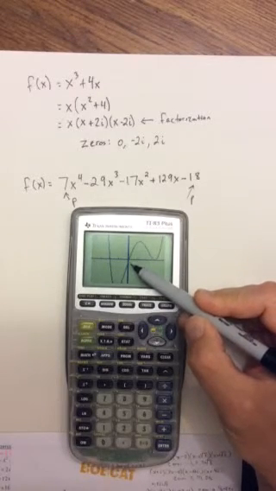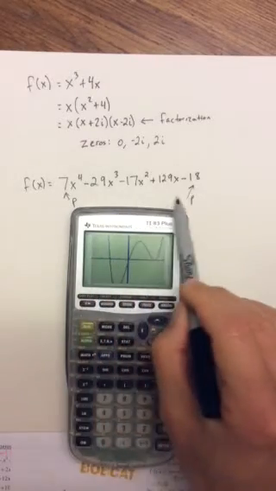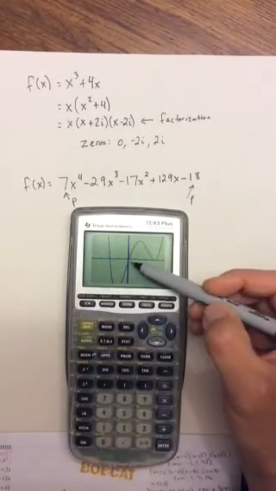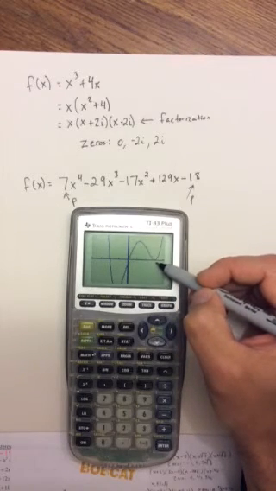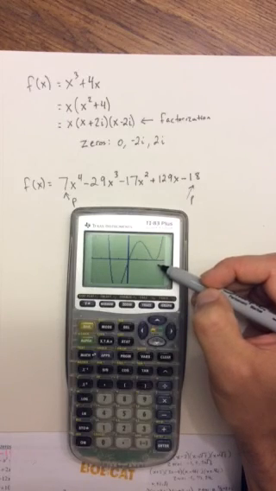Does it cross at the origin? Well, look back at this. Is x a factor? No, so it's close to 0, but it's not 0. And then it looks like it crosses at 3. Actually, it looks like it bounces at the number 3.